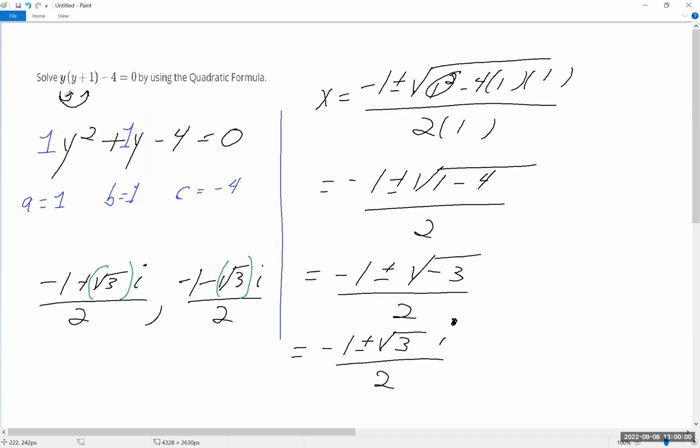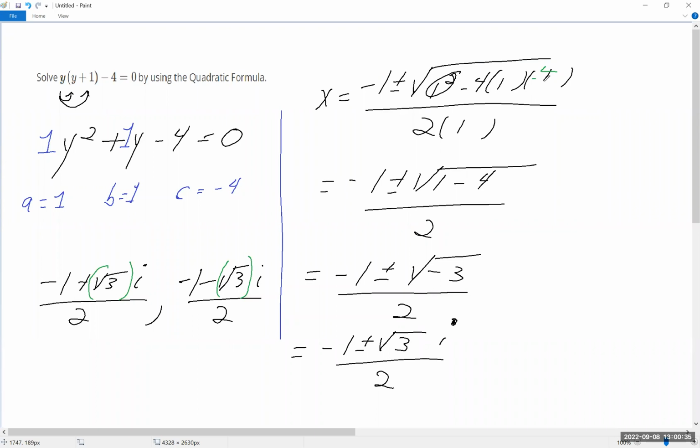And let me just double check the work. I distributed the y, that gave me y squared plus 1y minus 4. The a is 1, b is 1, c is -4. So opposite of 1 plus or minus the square root of b squared minus 4ac. I made a mistake, didn't I? I did make a mistake, which is fine because I think we can probably catch it. My c was a -4.